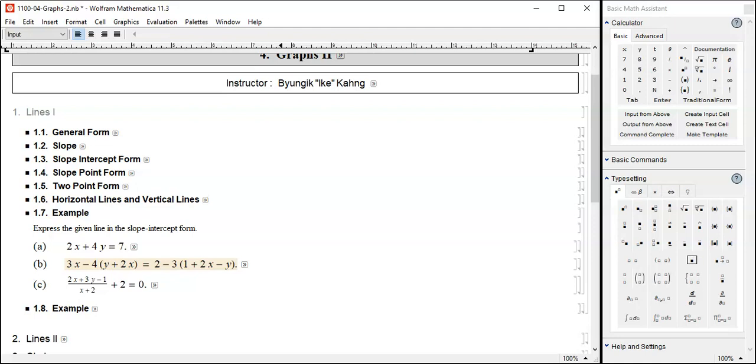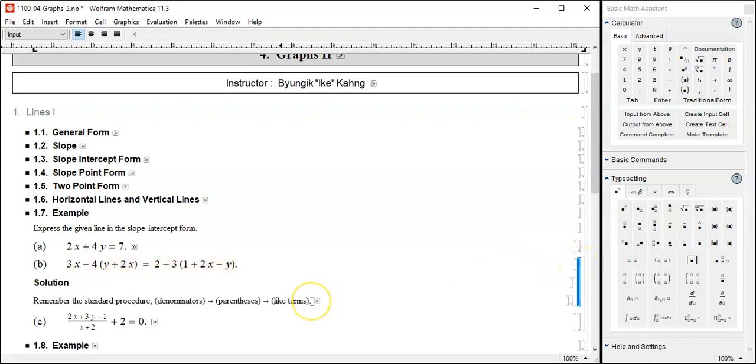Now, how do you solve it? How do you solve a linear equation? Remember the process? Denominators, parentheses, like terms. Please remember this process. Number 1, denominators. Number 2, parentheses. Number 3, like terms. Do you see any denominators here? Nothing? So we start from the parentheses. Break up the parentheses and then take the like terms together. And then you can do pretty much the same thing as we did before.